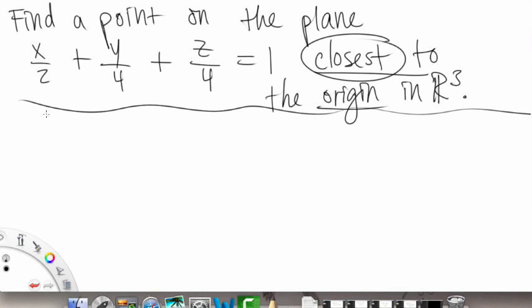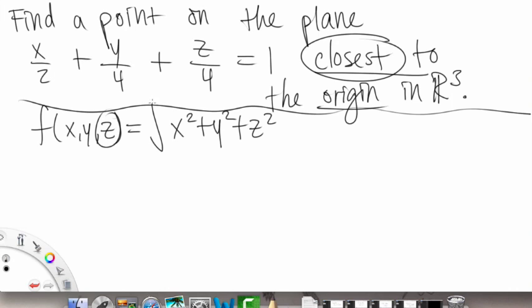So first of all, how do we represent the distance to the origin? We're going to have f of x, y, z this time because we're in R3, right? So we have to have 3 variables. So this is going to be the square root of x squared plus y squared plus z squared. Okay, so this is the distance formula, and this is our main function that we want to minimize.